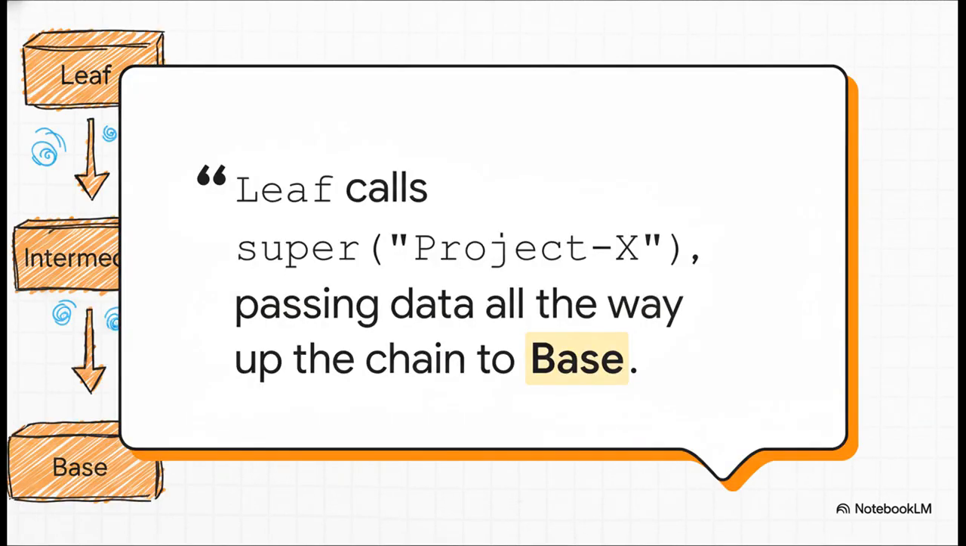And check this out, because this is where it gets really cool. You can use super to pass data up the chain. Here we've got a base, a mid, and a leaf class. When we create a new leaf, we call super with the string "project x". That string gets passed from leaf up to mid, and then mid passes it all the way up to base, which is where it finally gets printed. See how that works? It's like a bucket brigade for your data.